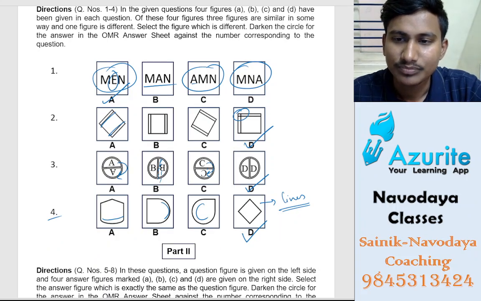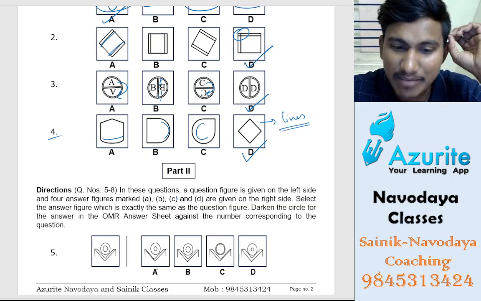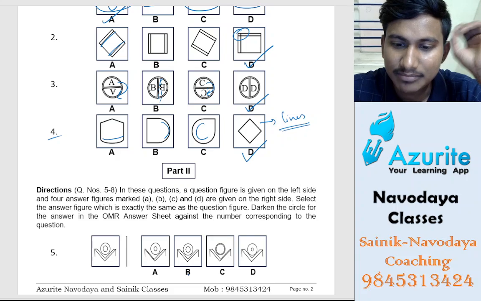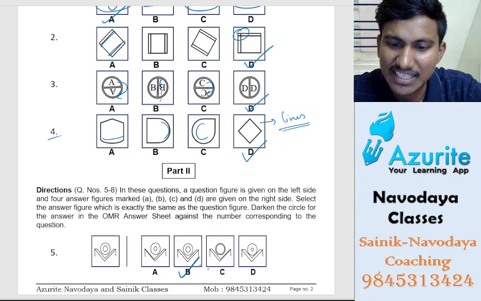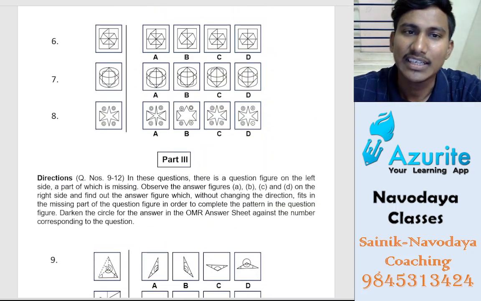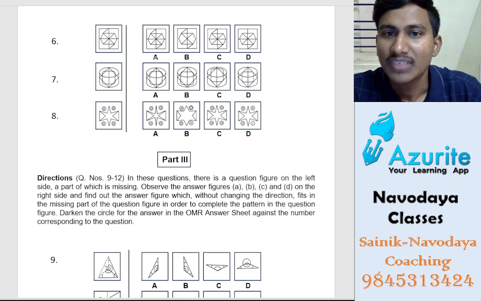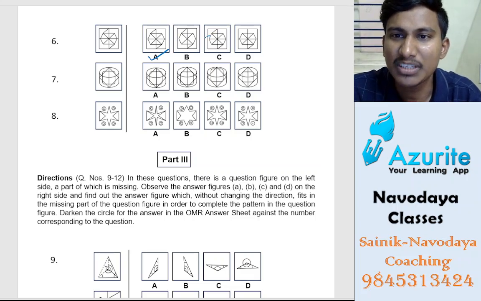Now let's go to the fifth one. What is the answer? We have to find the same figure. Which is the same figure? Option B is the same. Yes, very good. We will go next. Sixth one, which is the same? Option A is the same. Don't be confused here with C.